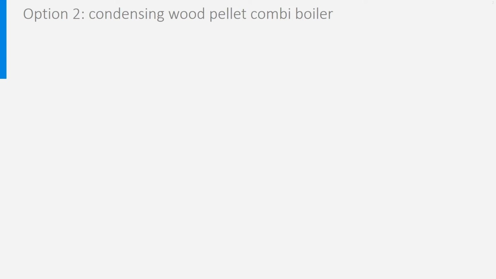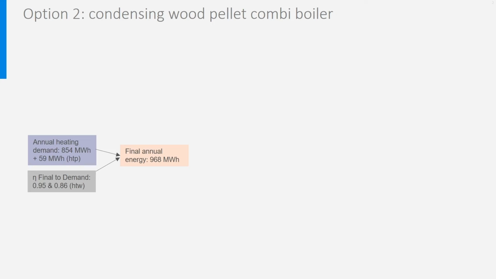Let's look now at the condensing wood pellet combi boiler. Can we this time use the same efficiency for space heating and hot tap water? Well, we discussed in a former lecture that the condensing mode is not working with hot tap water because of the too high temperature. So we have to consider separate efficiencies. Let's take 0.95 for space heating and 0.86 for hot tap water.